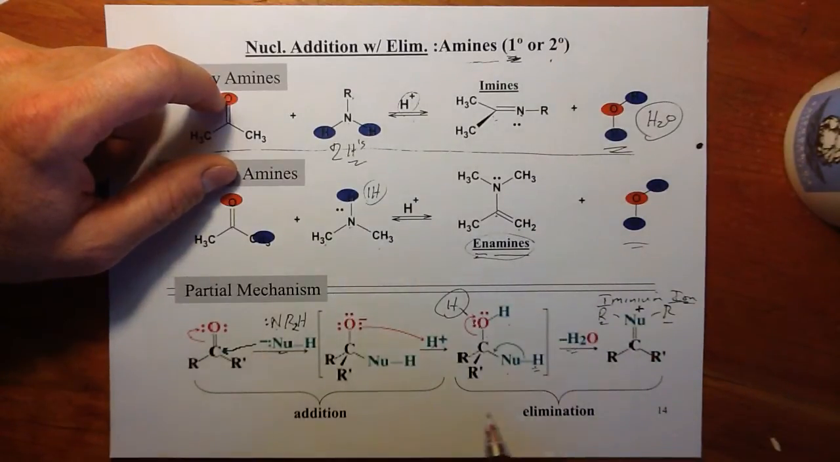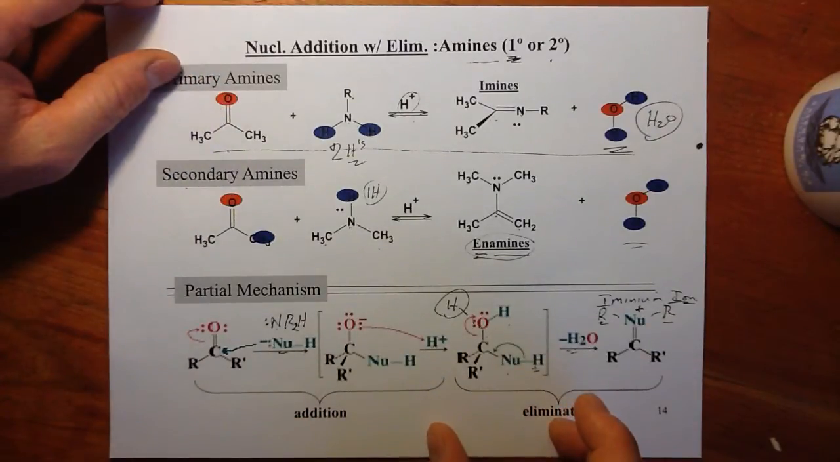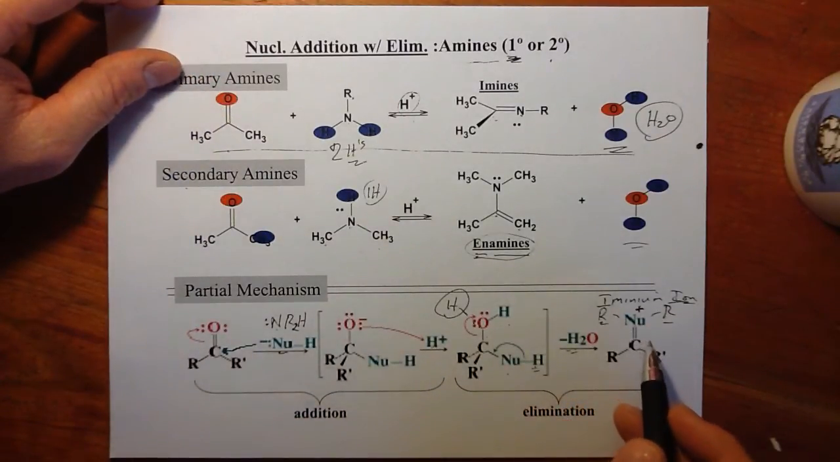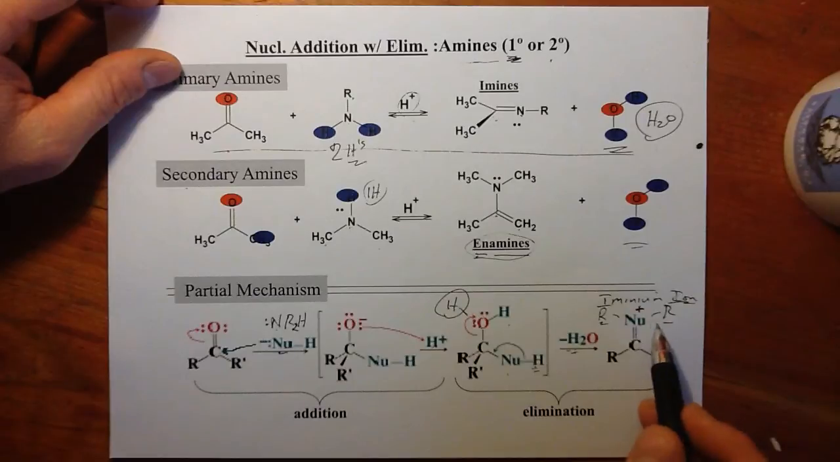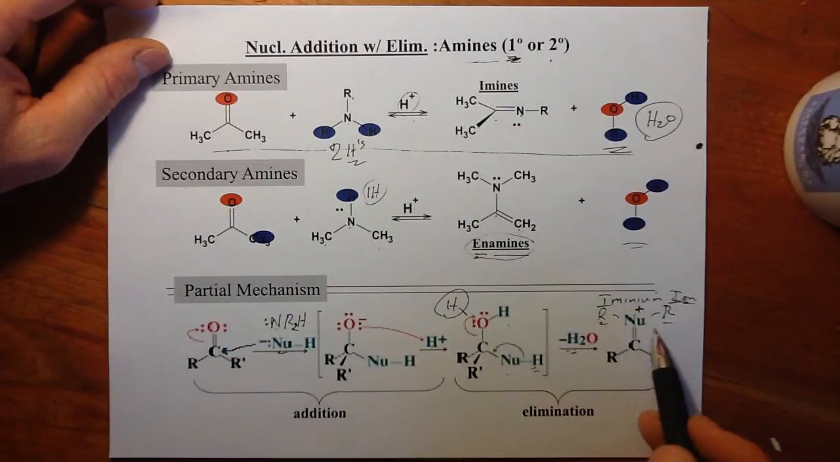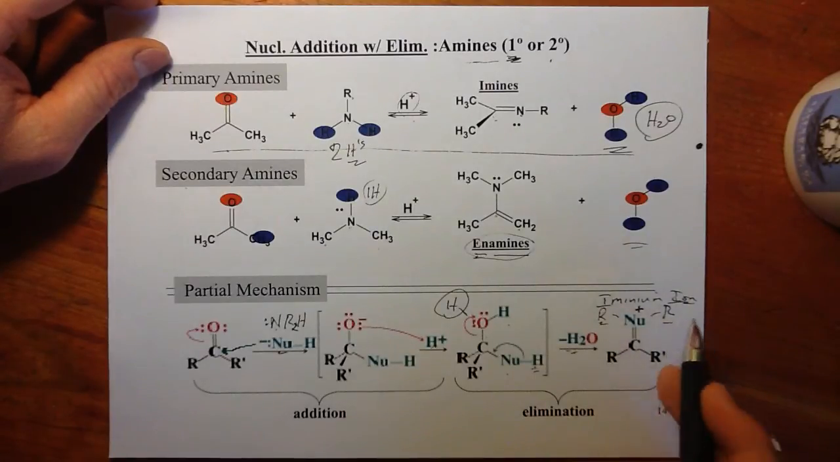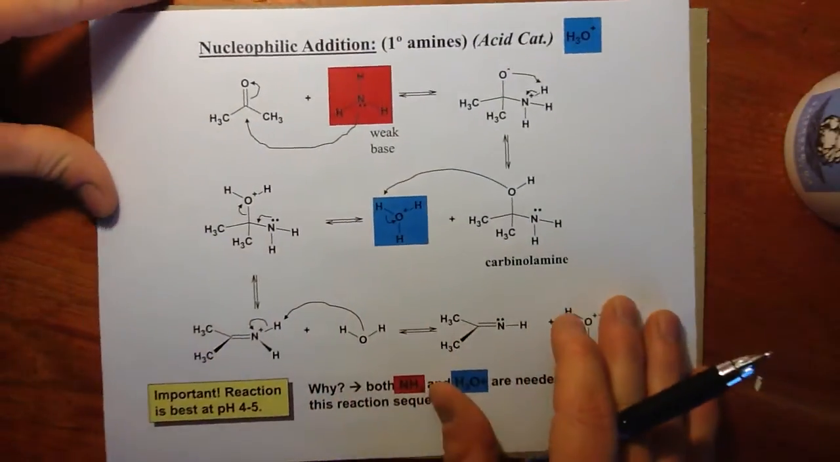So this addition-elimination is part of every imine-enamine reaction, but it's just how you end in that elimination reaction. You drive off water in the elimination reaction, but if we end with an aminium ion where we have alkyl groups, then you go to the enamine. If you have an aminium ion where you have one of these as a hydrogen, you just go to the imine. I think this will make sense as we go into the particulars.